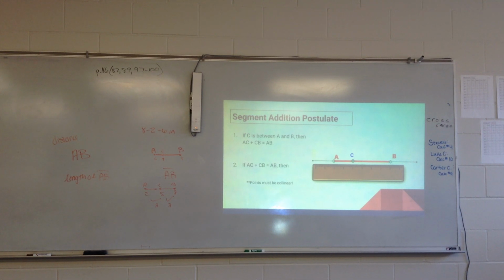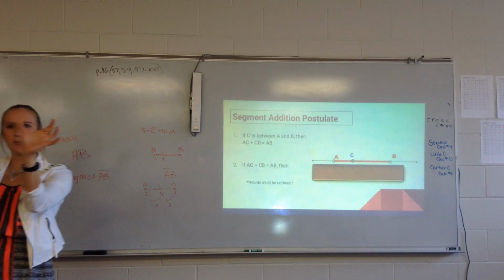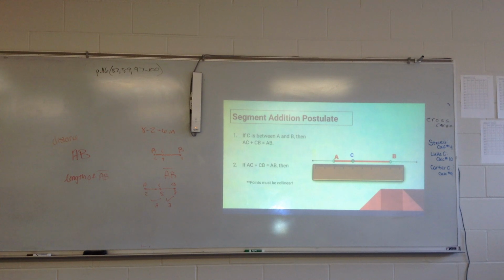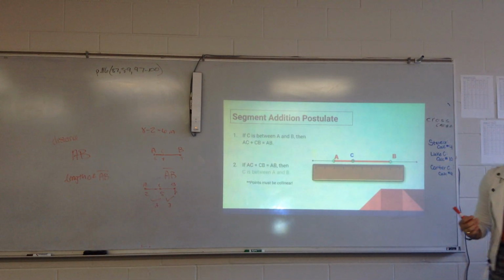And notice, why don't I have the line segment symbol above that? Does anyone remember what I just said? Because it's a distance. We're talking about a number. So we don't put the segment symbol above it. If I work backwards then, if we know AC plus CB equals the whole thing, what's that tell us about a point? We're going to have C in the middle, right? So same thing, we're just working backwards. We can do it either way.